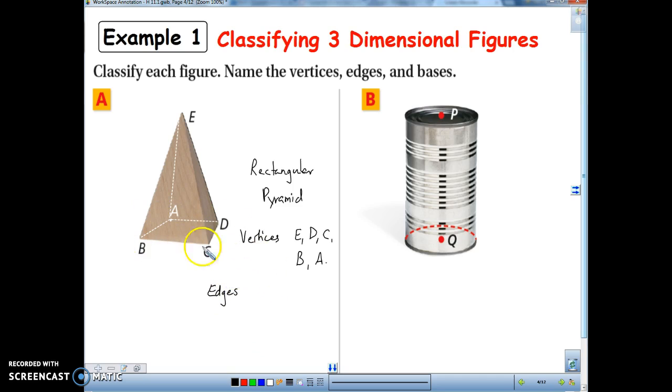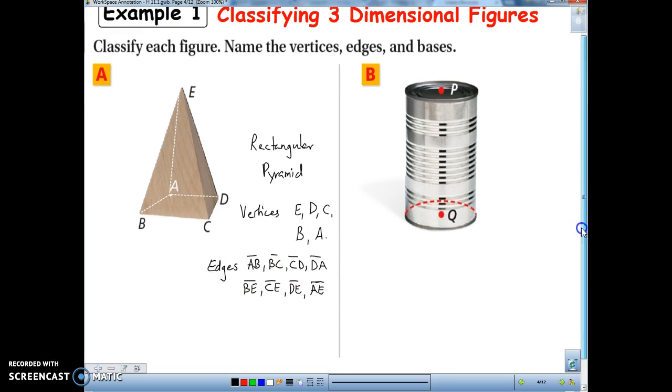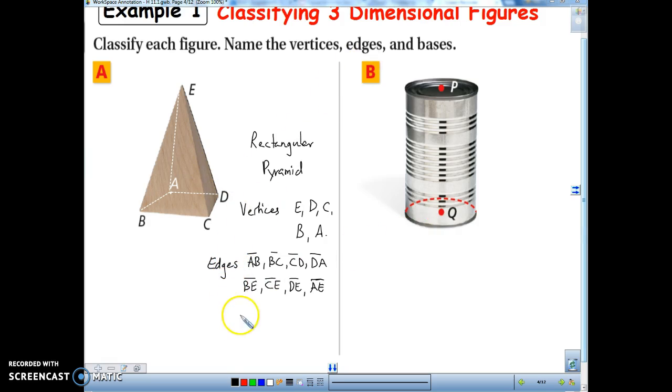We have the segments going around the base first, so segments AB, BC, CD, DA, and then the edges going up along the side of the figure as well, so BE, CE, DE, and AE. Okay, and make sure you write them with segment symbols above them. Lastly, the base. We only have one base in this figure, and our base would be quadrilateral ABCD.